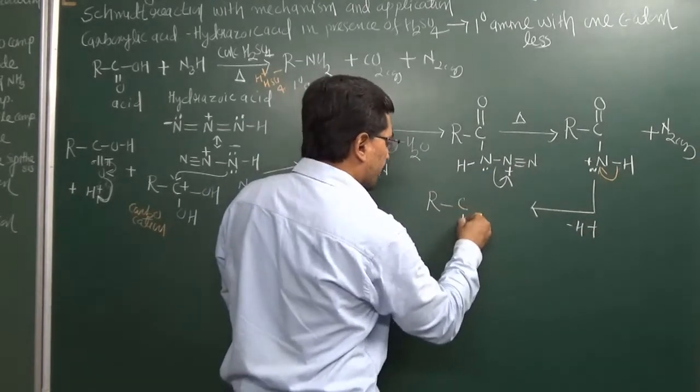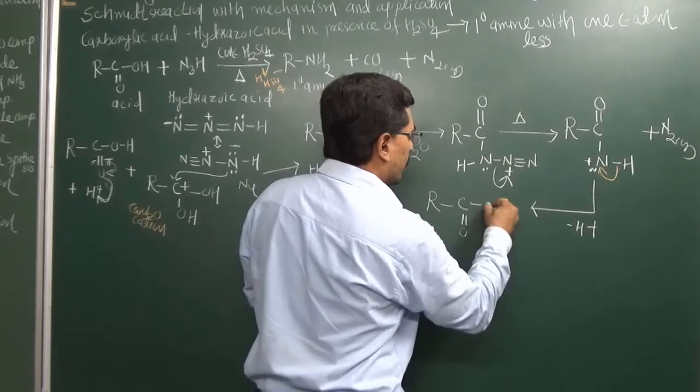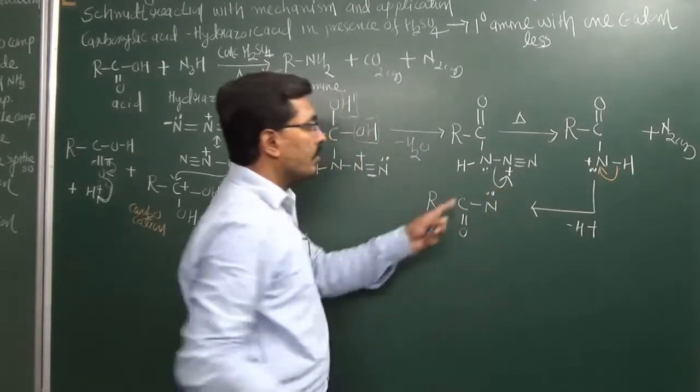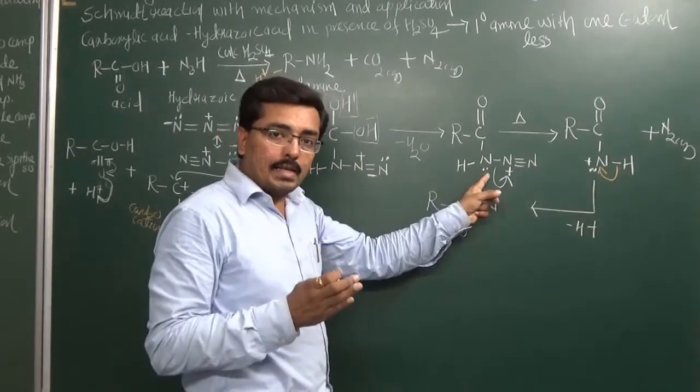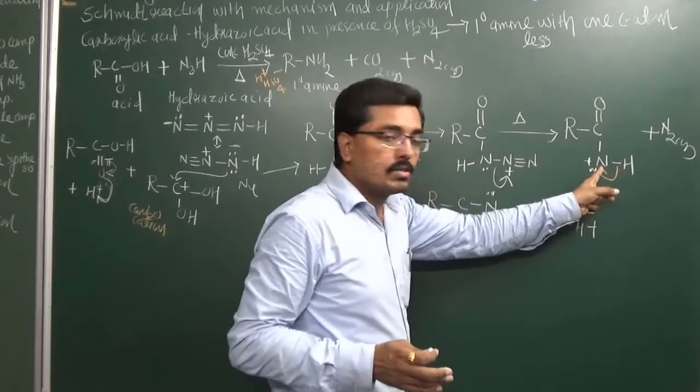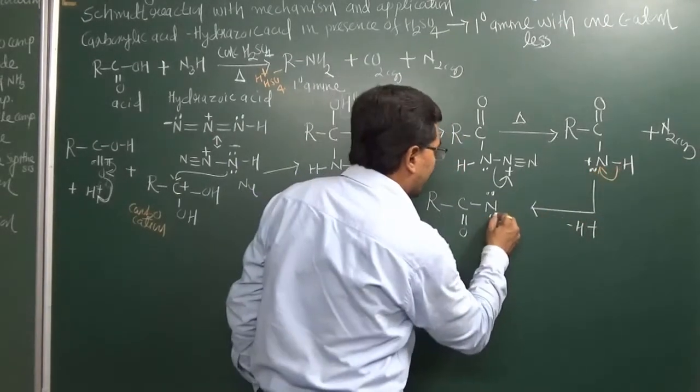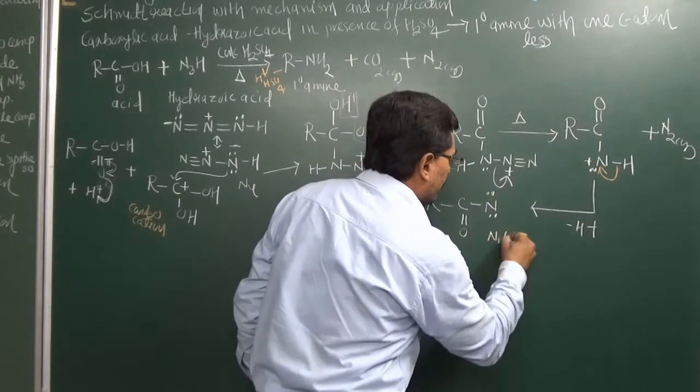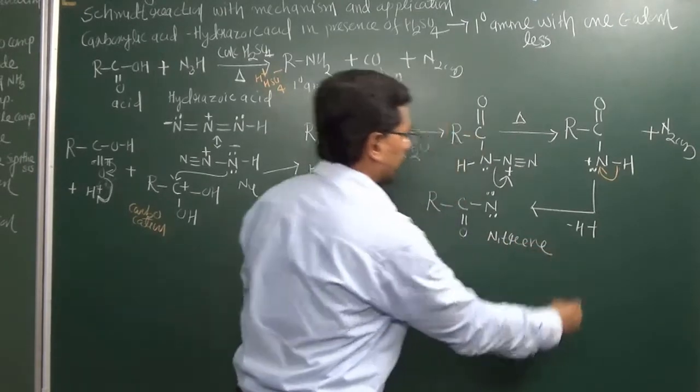Now RC double bond O, nitrogen: it has one non-bonding electron pair that was already there. Now this hydrogen electron pair is also taken, so we get this structure, which is known as a nitrene.